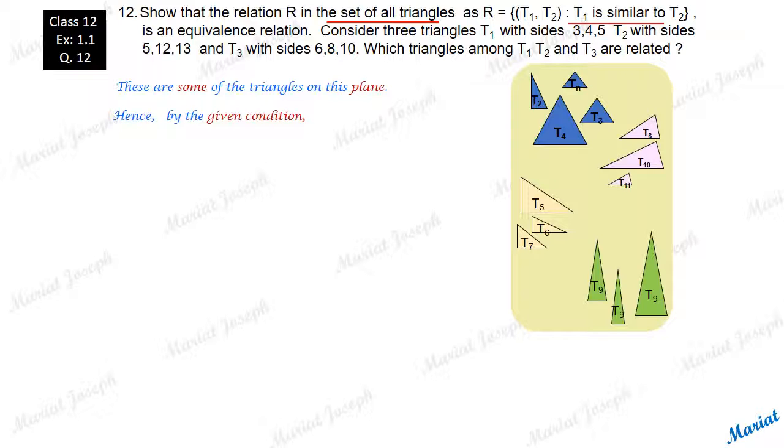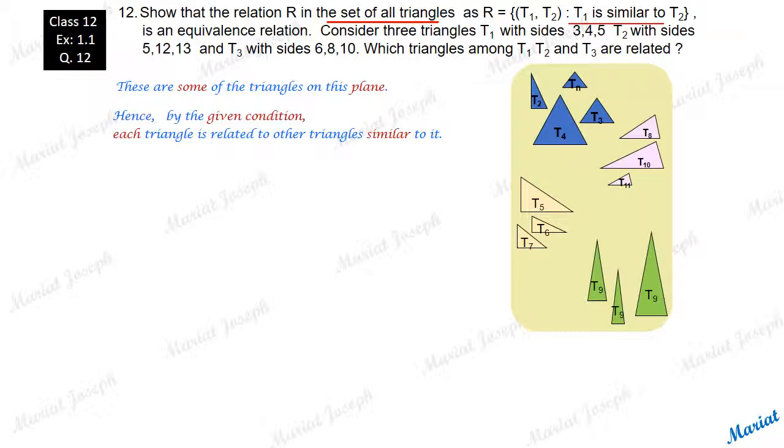Let's see. Here, similar triangles. Of course, many are related to each other. This T8 will be related to T10. They are looking similar. But T9 cannot be related to T5. They are not similar. For them to be similar, all three angles should be equal respectively, or the sides should be proportional.